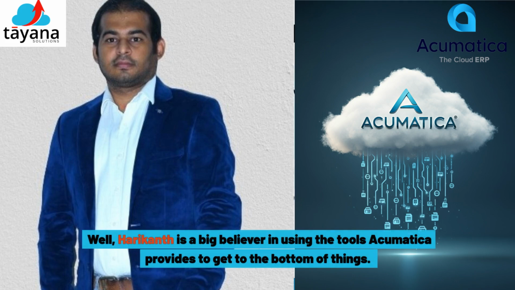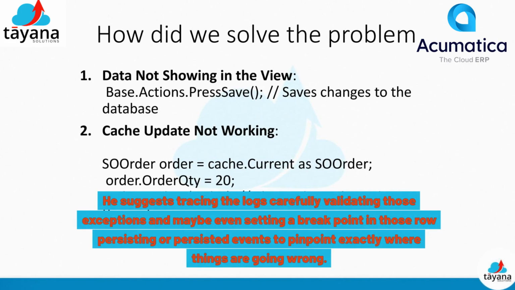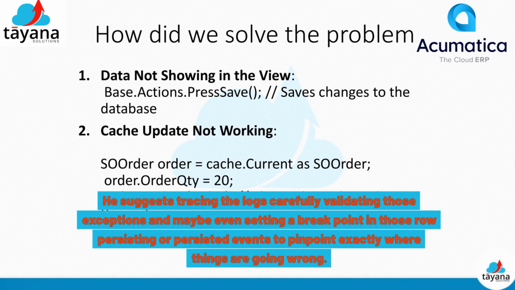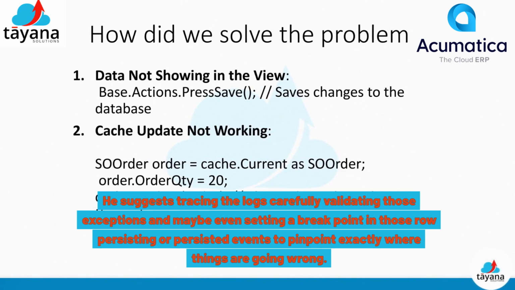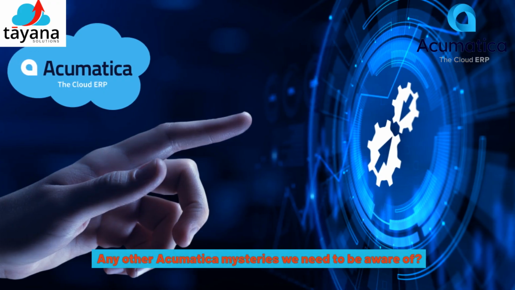Well, Harikanth is a big believer in using the tools Acumatica provides to get to the bottom of things. He suggests tracing the logs, carefully validating those exceptions, and maybe even setting a breakpoint in those row persisting or persisted events to pinpoint exactly where things are going wrong. Okay, so it's time to put on our detective hats and get to work. Any other Acumatica mysteries we need to be aware of?